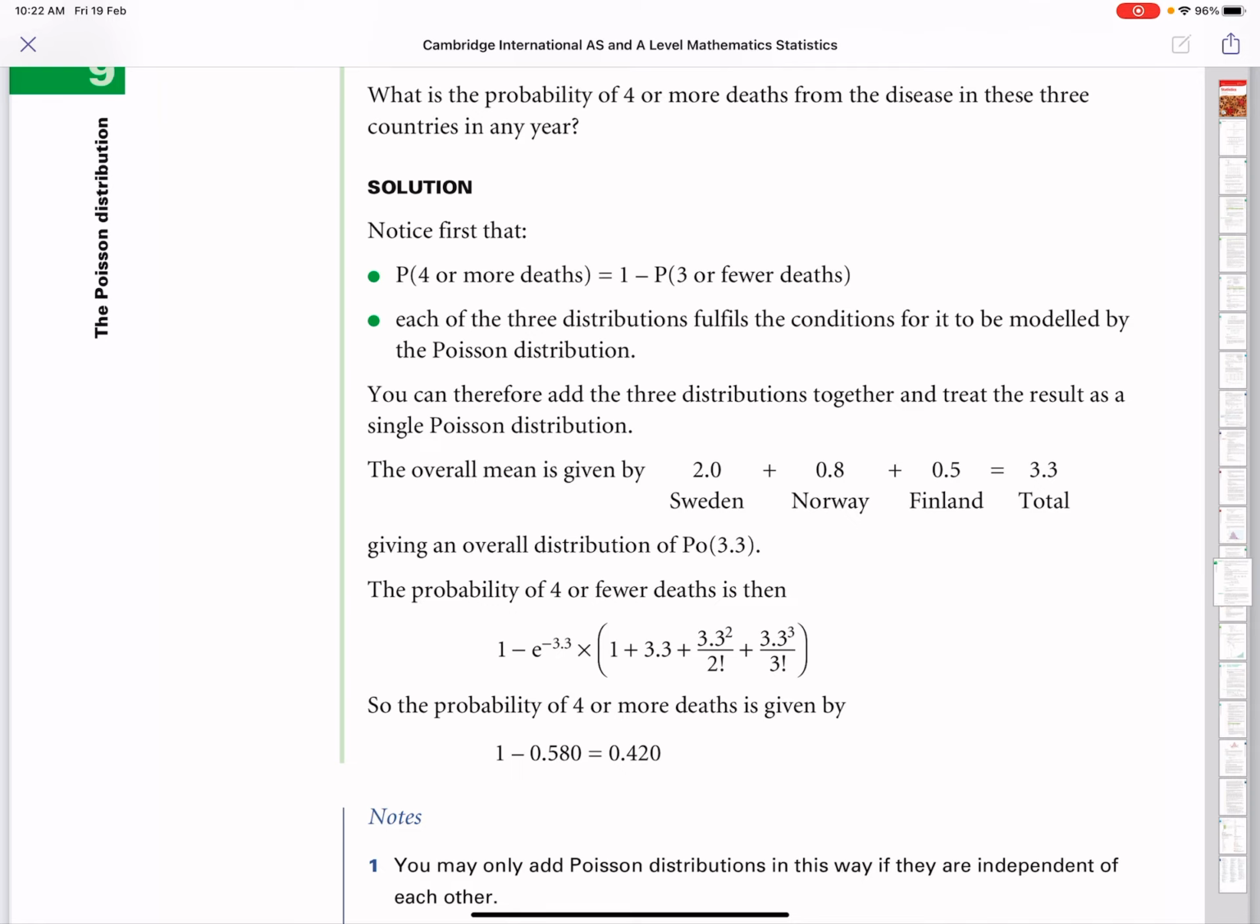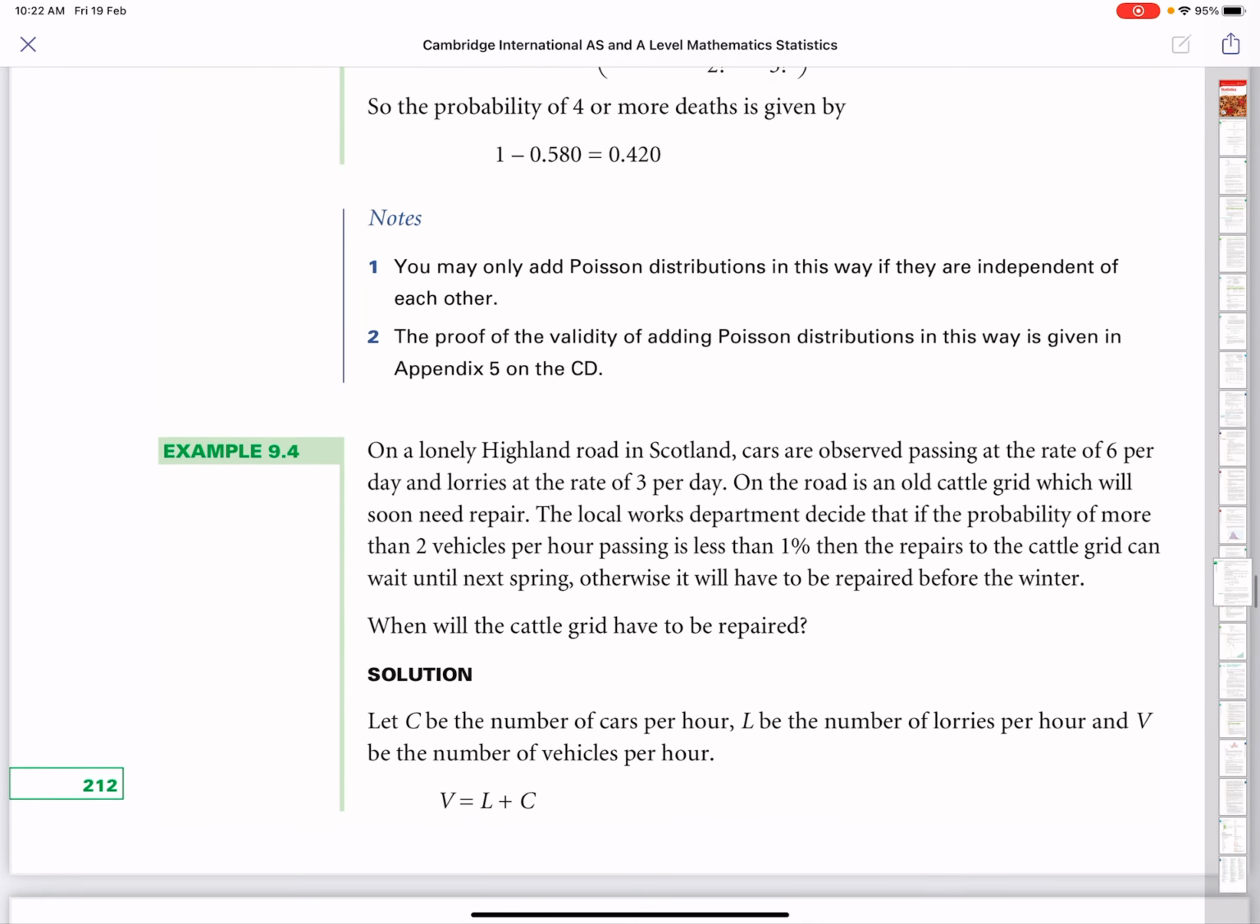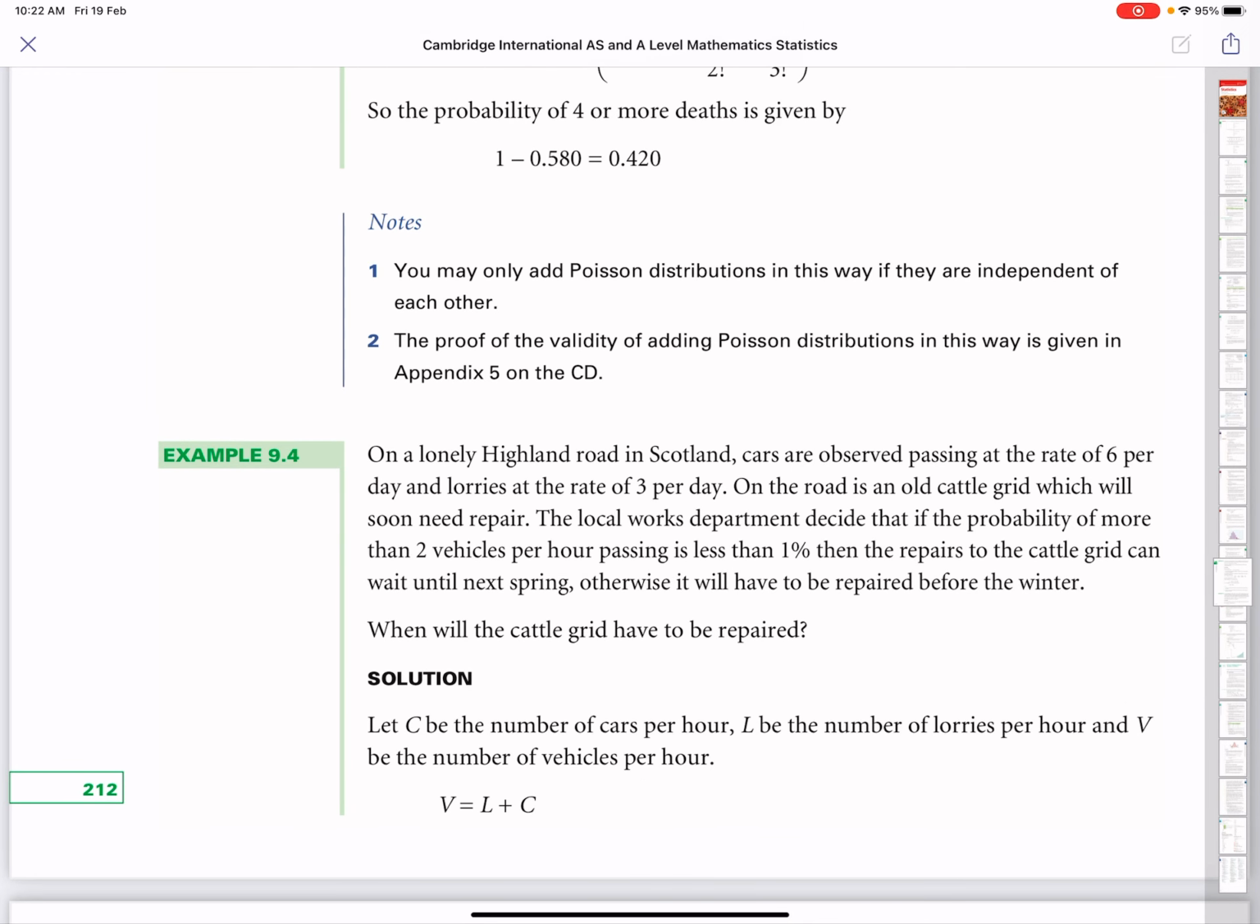Cool? Easy. They've got another example, something to do with a lonely road in Scotland. I don't know why it has to be a Lonely Highland Road. Why can't it have a friend?